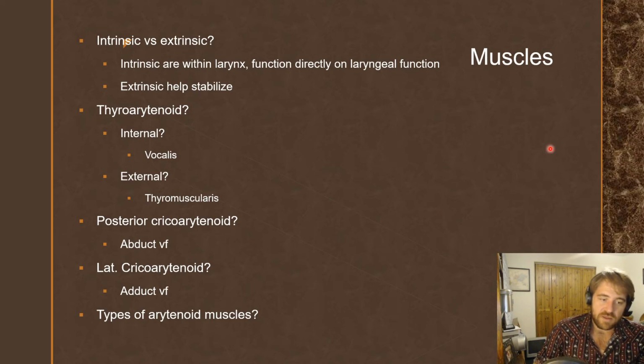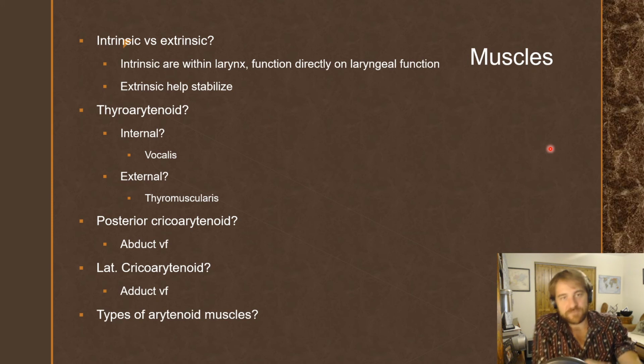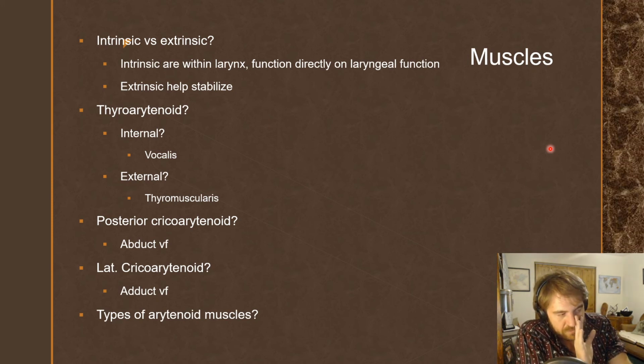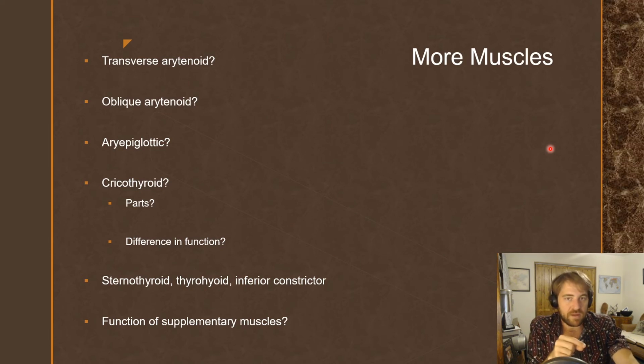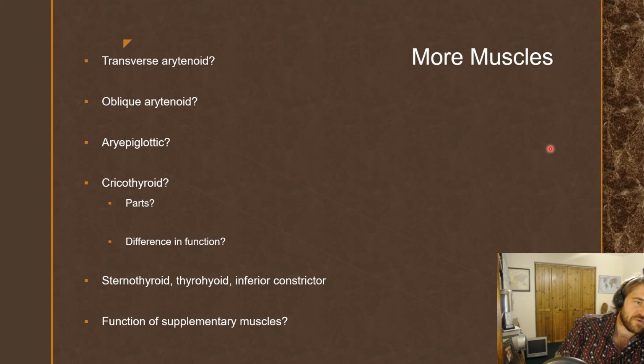There are 3 arytenoid muscles. Do you remember what they are? There's really only 2, but one has 2 parts. They are the transverse arytenoid, the oblique arytenoid, and the aryepiglottic muscles. Okay, what does the transverse arytenoid do? Do you remember?